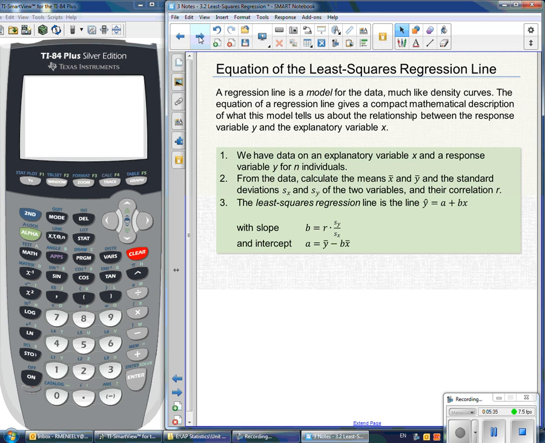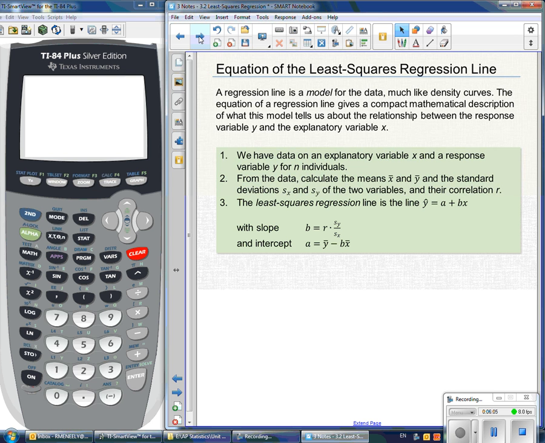So to calculate the equation of the least squares regression line, we are going to use all of the summary statistics for both variables. So again, the regression line is a model for the data, much like a density curve was the model for a single variable. And remember, if it was bell-shaped and symmetric, we could determine whether or not a normal density curve was appropriate to use as a model for our data. We're going to do the same thing with two variables. We're going to start off looking at linear relationships, and then we'll look at some relationships that have a curve.